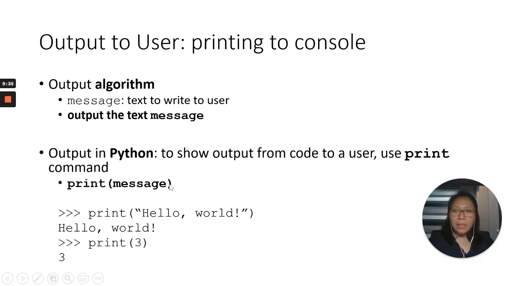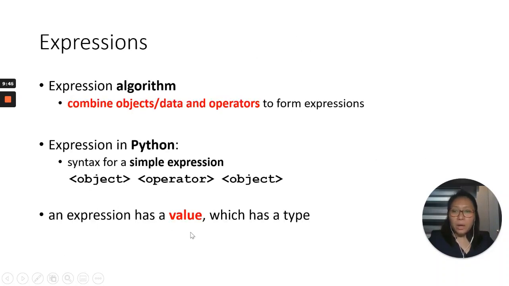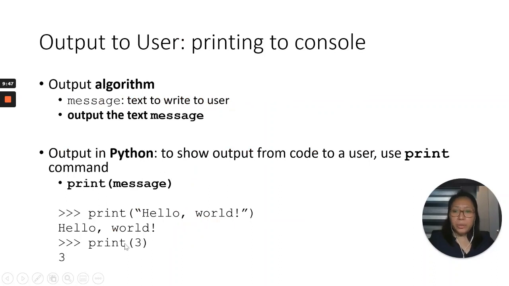Print, and inside the parentheses, you have the message. For example, here, print, and then you have the text or the string hello world. And this will output hello world. Then print, inside it is the object, the number 3 or the integer 3, and it will output this 3 to the user, to the console.